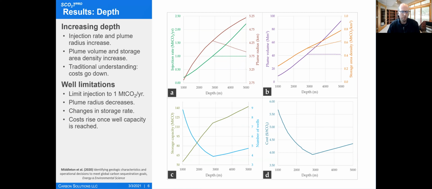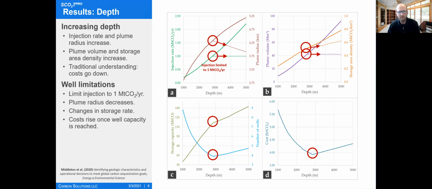As you go deeper, the properties of CO2 become more favorable for CO2 injection and storage. The injection rate goes up, the plume radius goes up, the storage area density goes up. So the deeper you go, the more favorable sequestration is, except what we found with our tool is, again, we wanted to limit the injection rate to a maximum of 1 million tons a year. That's what's realistic given current well engineering dimensions. And once you limit it to 1 million tons a year, as you go deeper, the injection rate goes up, you hit this 1 million ton a year limit, and things change.